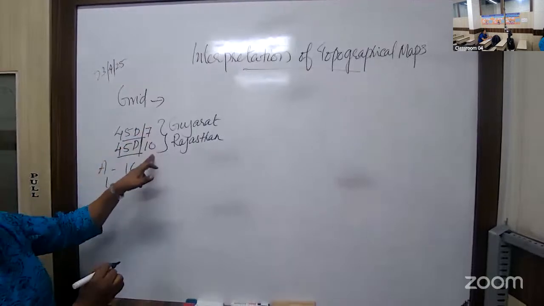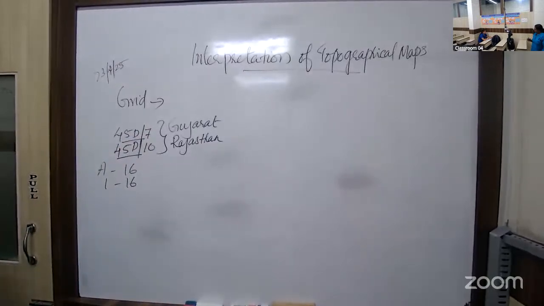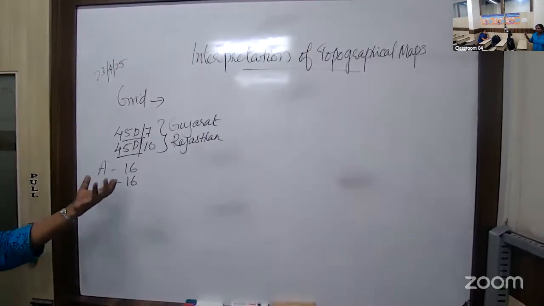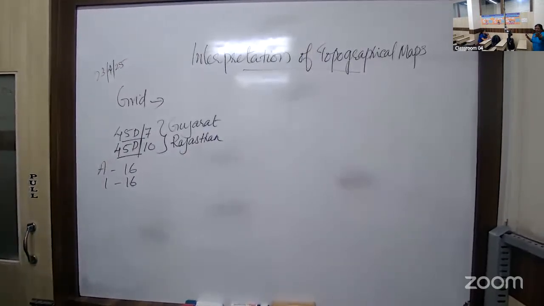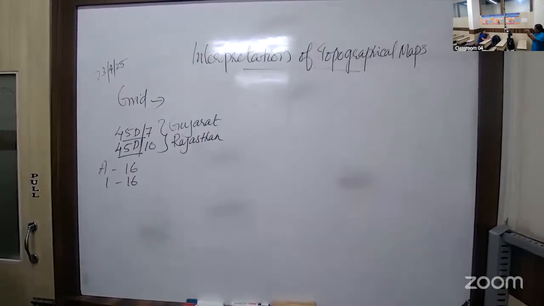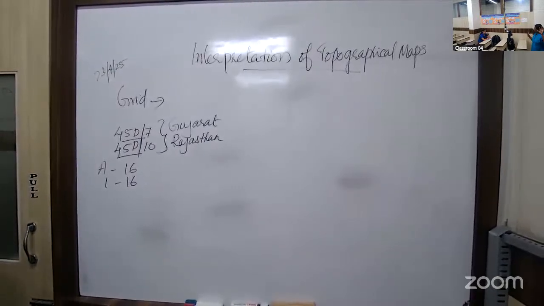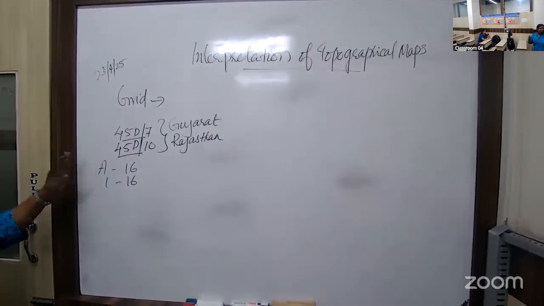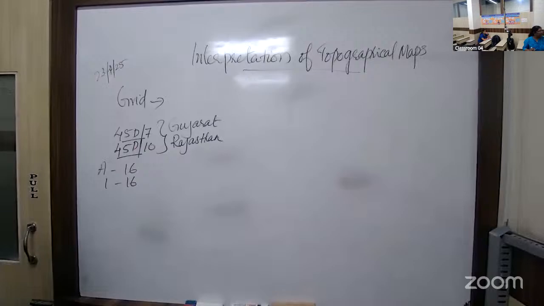That is what is 7 and 10. Clear? So that is the basis of dividing the states and identifying the location. Clear? Now let us go further.